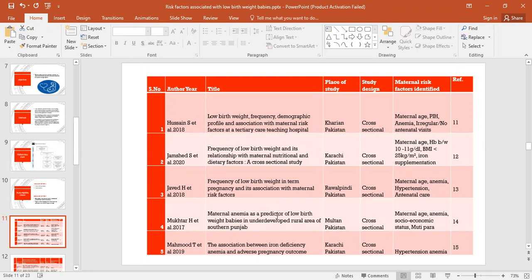Maternal anemia as a predictor of low birth weight babies in underdeveloped rural areas of southern Punjab. This study was conducted in Multan, and the risk factors identified are maternal age, anemia, socioeconomic status, or multiparity. The association between iron deficiency anemia and adverse pregnancy outcome. This again was a study conducted in Karachi, and the risk factors that are identified are hypertension or anemia.